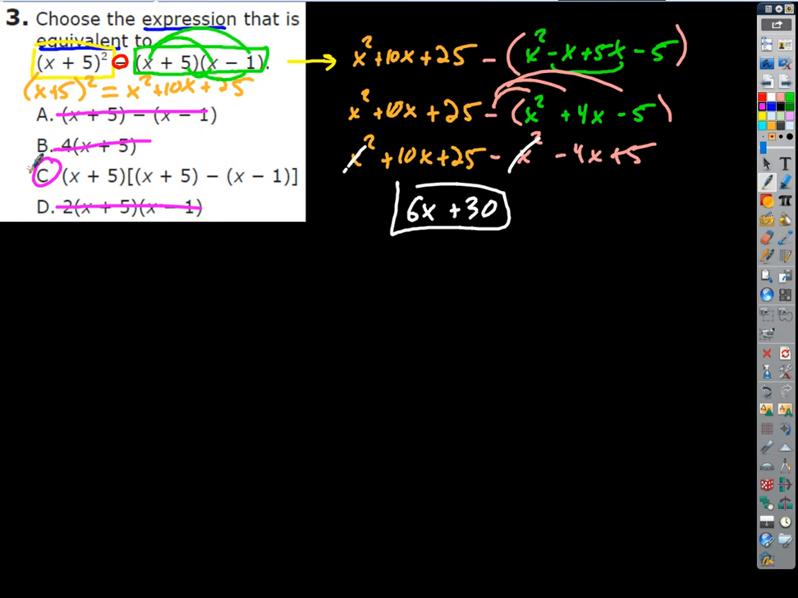I got a better one for you, though. Okay? So let me take a picture of this. I want to save all this stuff for the notes.